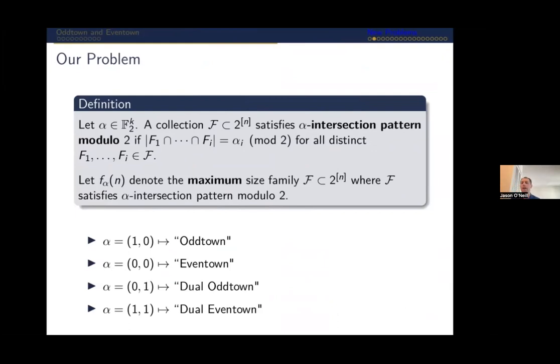With this formulation, you can see the connection between a vector and its dual. Namely, they differ by the all ones vector. So if I look at oddtown and dual oddtown, the difference between them is the all ones vector. And that makes some sense. Adding an auxiliary element is just going to flip all the sizes of the intersections. And same thing with eventown and dual eventown. They differ by the all ones vector. Okay, so that is the framework that we are going to look at today.